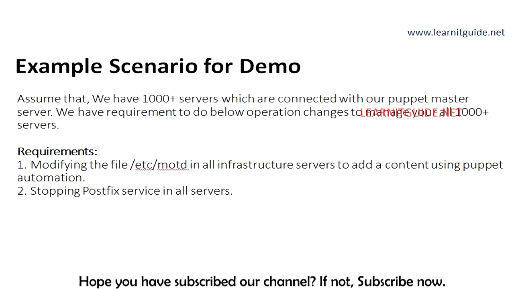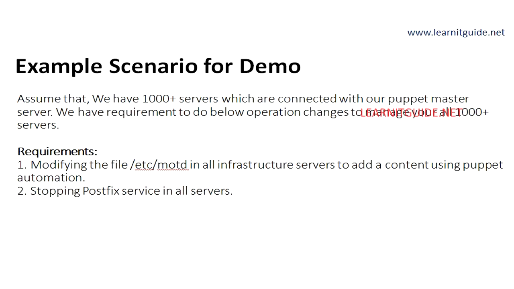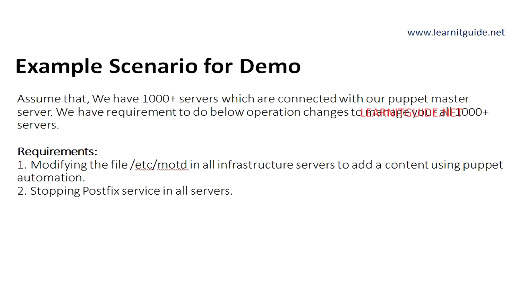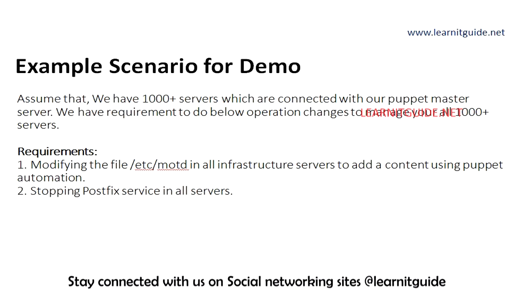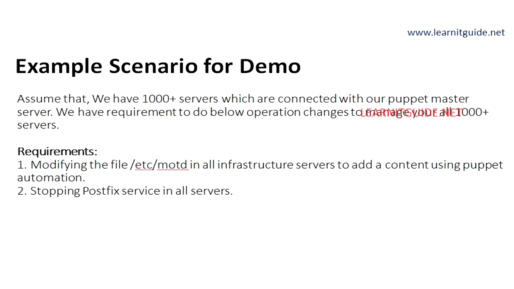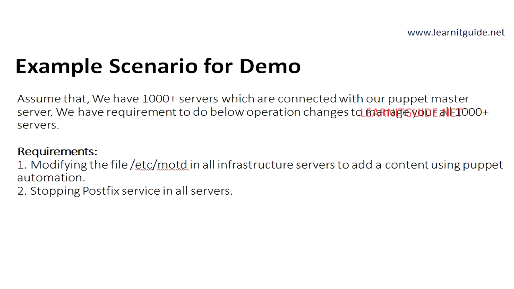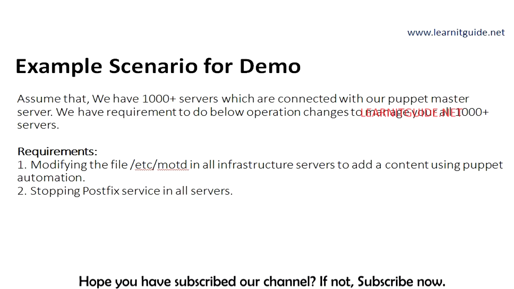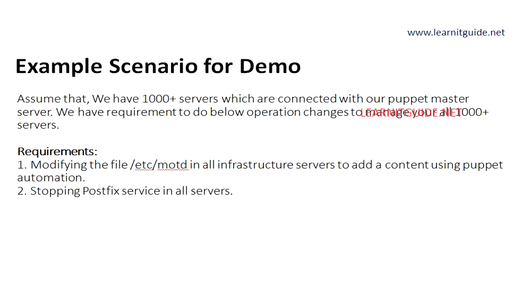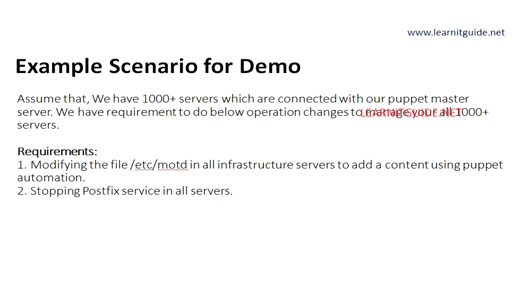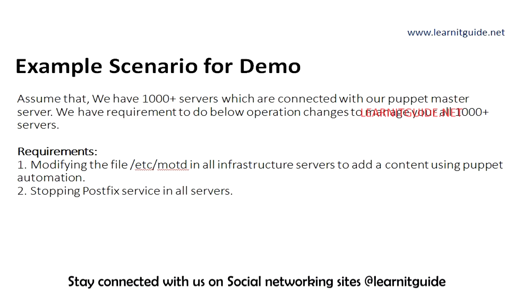Now, what actions would we perform to meet these requirements on a single server if we don't have any automation software like Puppet? Mainly we log in to a single server and perform some actions. For example, if you want to add content to the etc/motd file, we will ensure whether the file is present or not. If it is present, then we will do the required changes. If needed, we will change the file permissions. These are the manual actions we perform on a single server.